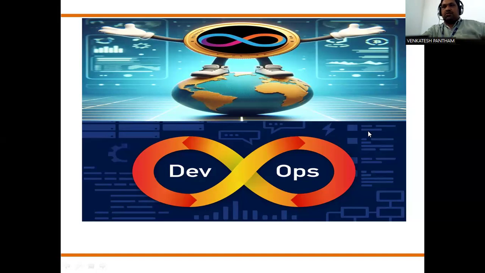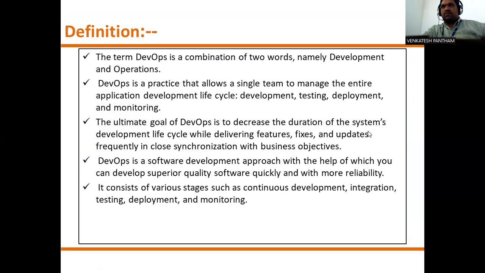First we discuss what DevOps is. The term DevOps is development and operations. It is a single term and a single team to manage the entire application development lifecycle, basically consisting of development, testing, deployment, and monitoring.